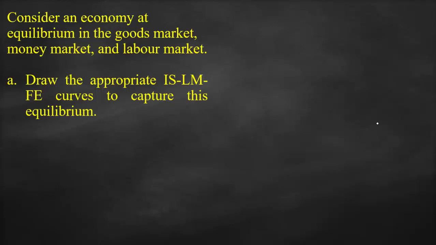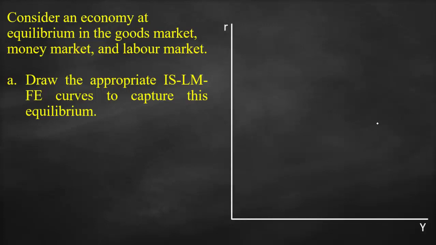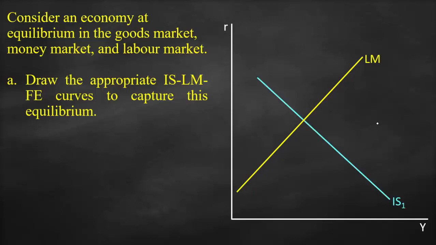So we'll start with drawing our y-axis, which is the interest rate, and our x-axis, which is the output. This is our upward LM curve, this is our downward IS curve, and this will be our FE curve, which is the vertical line, and this will give us our potential output or full employment output. And all curves intersect at the same point, which is point A, which means we have equilibrium.